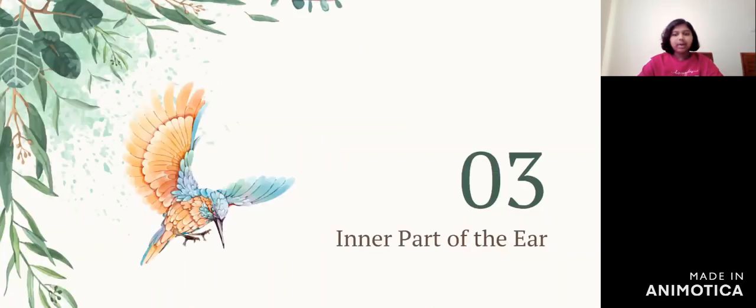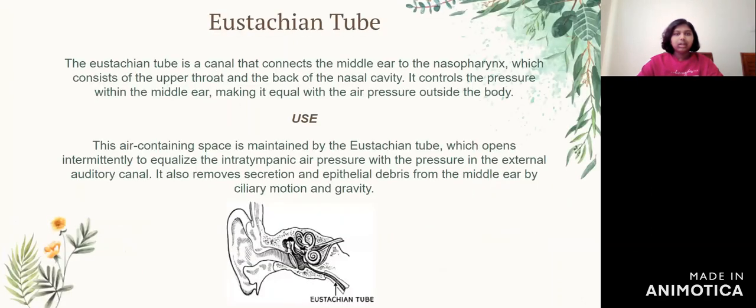Now we will know about the inner part of the ear. Eustachian tube. The eustachian tube is a canal that connects the middle ear to the nasopharynx, which consists of the upper throat and the back of the nasal cavity. It controls the pressure within the middle ear, making it equal with the air pressure outside the body. Use. This air-containing space is maintained by the eustachian tube, which opens intermittently to equalize the intratympanic air pressure with the pressure in the external auditory canal. It also removes secretion and epithelial debris from the middle ear by ciliary motion and gravity.